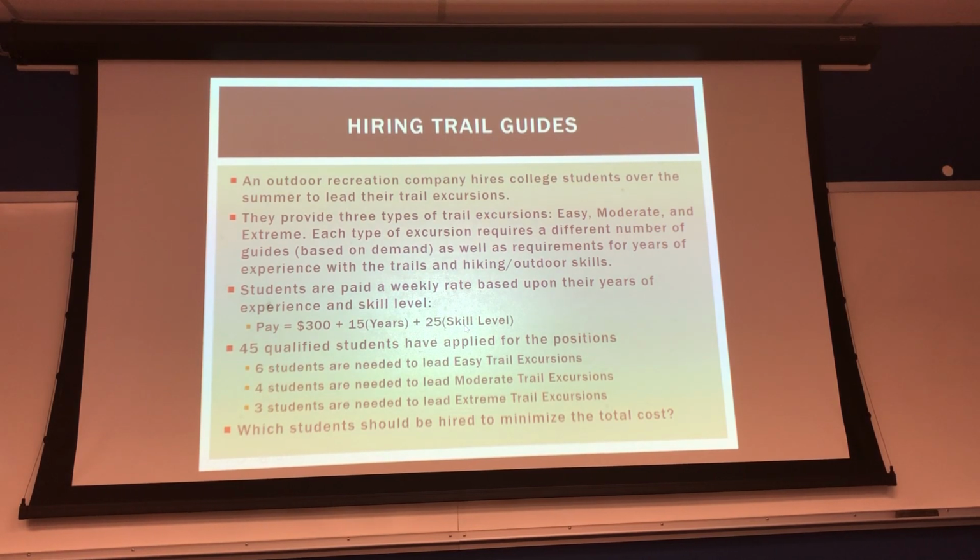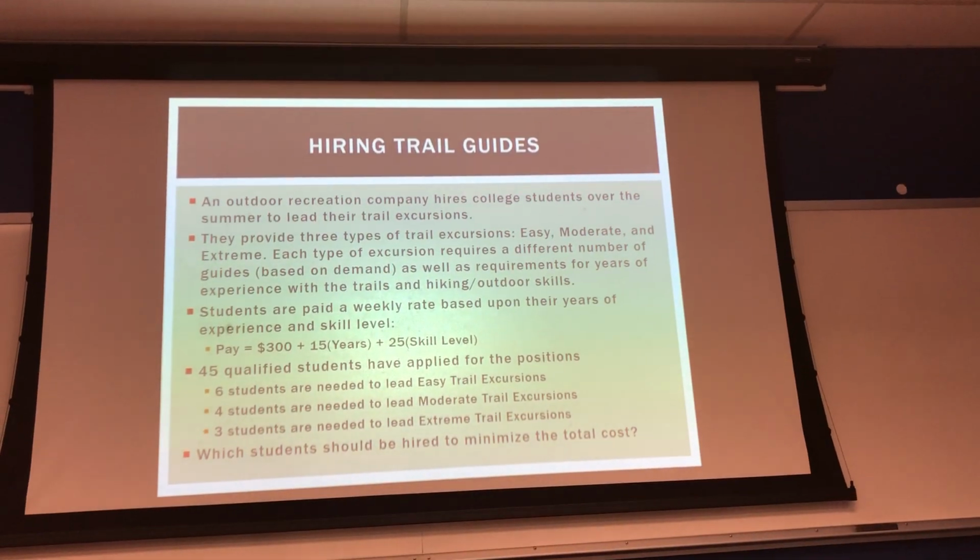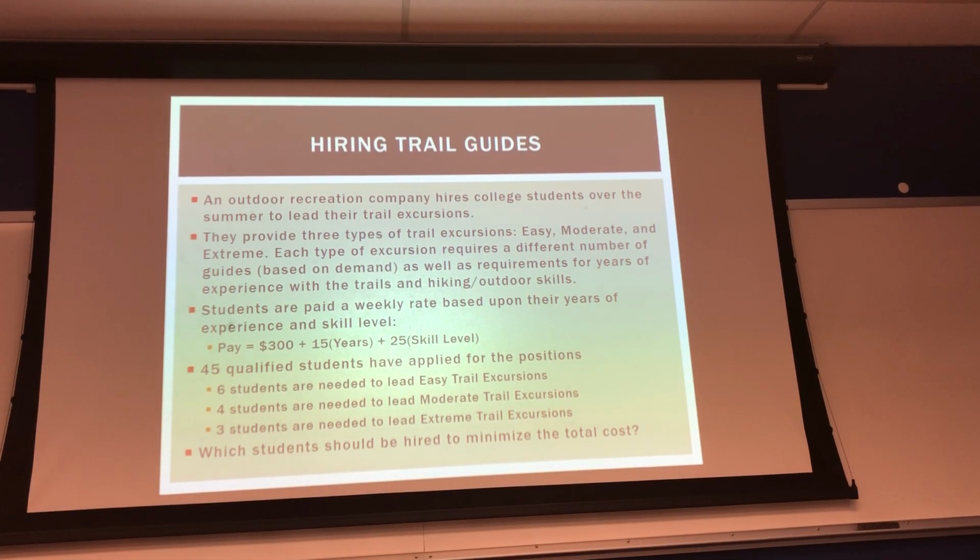We had 45 people come in to apply for these jobs. But we only need 6 people on the easy trail, 4 on the moderate trail, and 3 on the extreme trail. So what we're going to do is try to hire people in such a way that we will minimize our payroll costs. I mean, we could hire the most experienced people, but we would be sort of over-hiring for the easy trail, and we don't really need to do that. Instead, our goal or objective function is to take that weekly payroll and minimize it, okay, get it as low as possible.